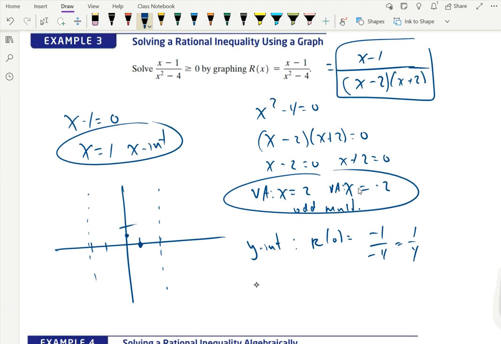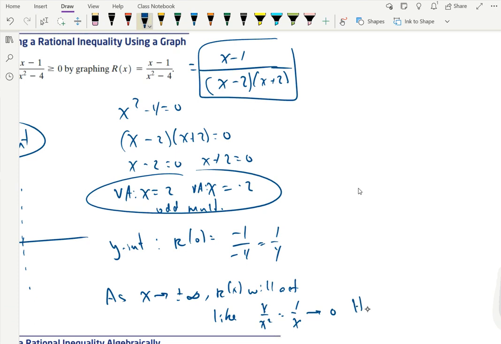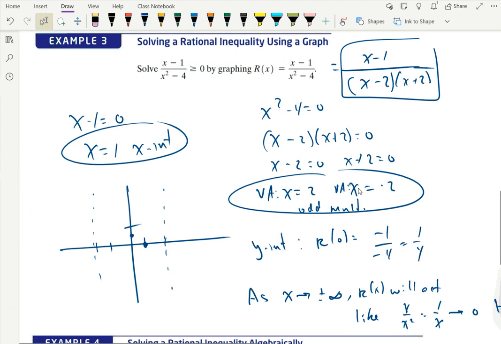Let's do one more piece though. Let's do the end behavior. As x approaches positive or negative infinity, r of x will act like x over x squared, which is 1 over x, which as we go to infinity is going to end up going to 0. So I'm going to have a horizontal asymptote at y equals 0. On the ends of the graph, we're going to approach 0.